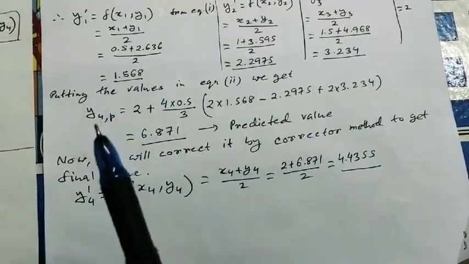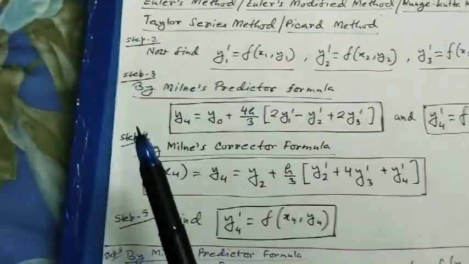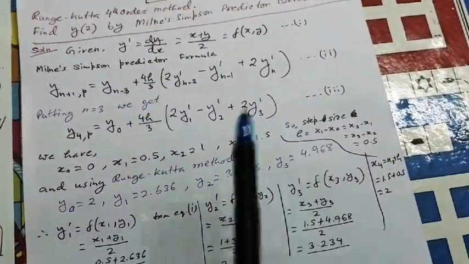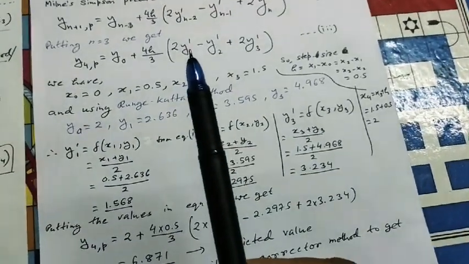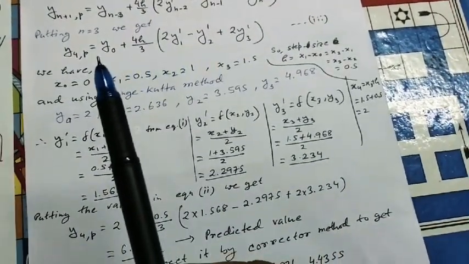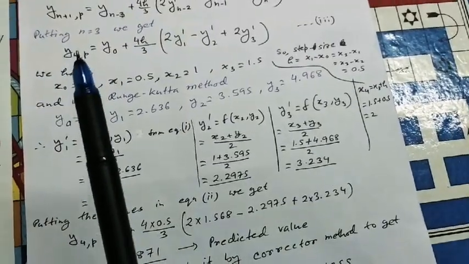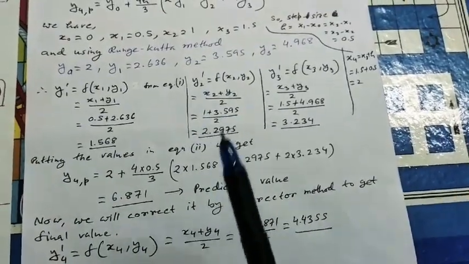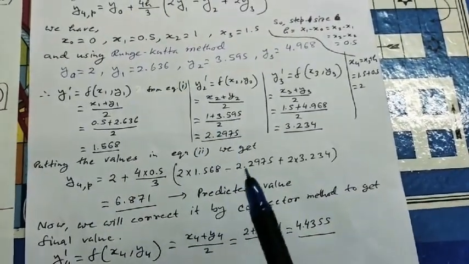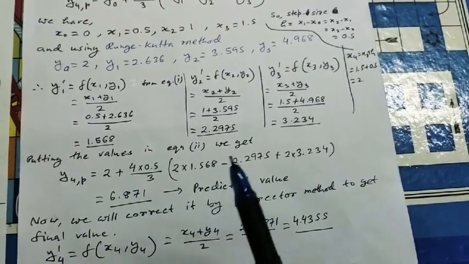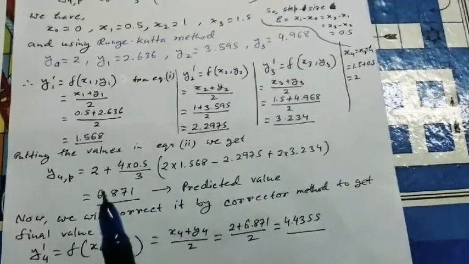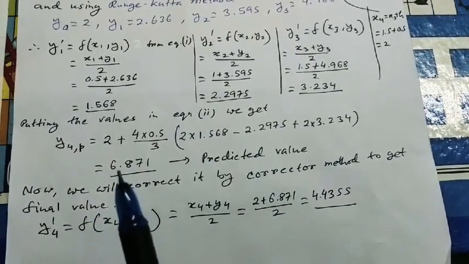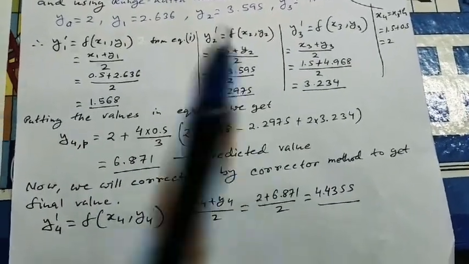Now we have to apply the step 3, that is Milne's predictor formula, which is already here, that is equation 3. So putting the values of y1 dash, y2 dash, y3 dash, h and y0, we will get y4p. Some of these values are given and some we have already calculated. By putting all these values, if we calculate, it will be equal to 6.871, that is the predicted value.